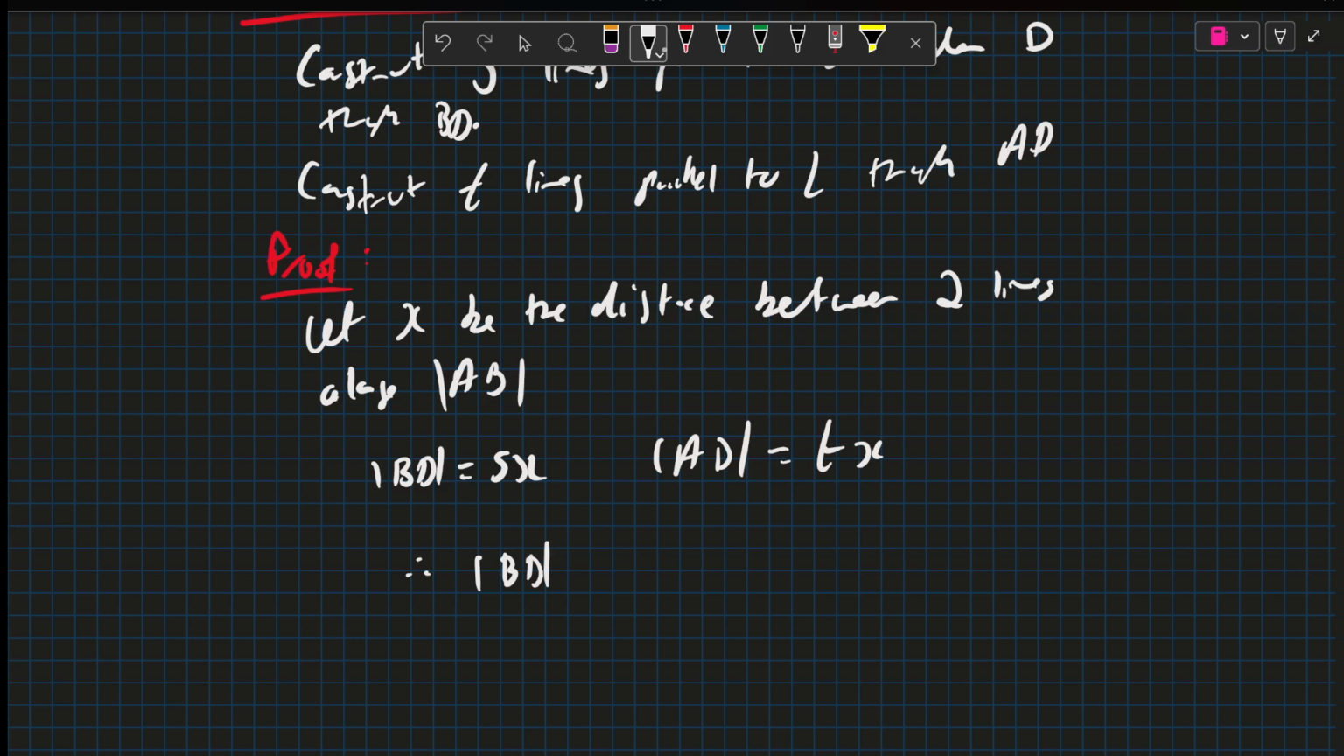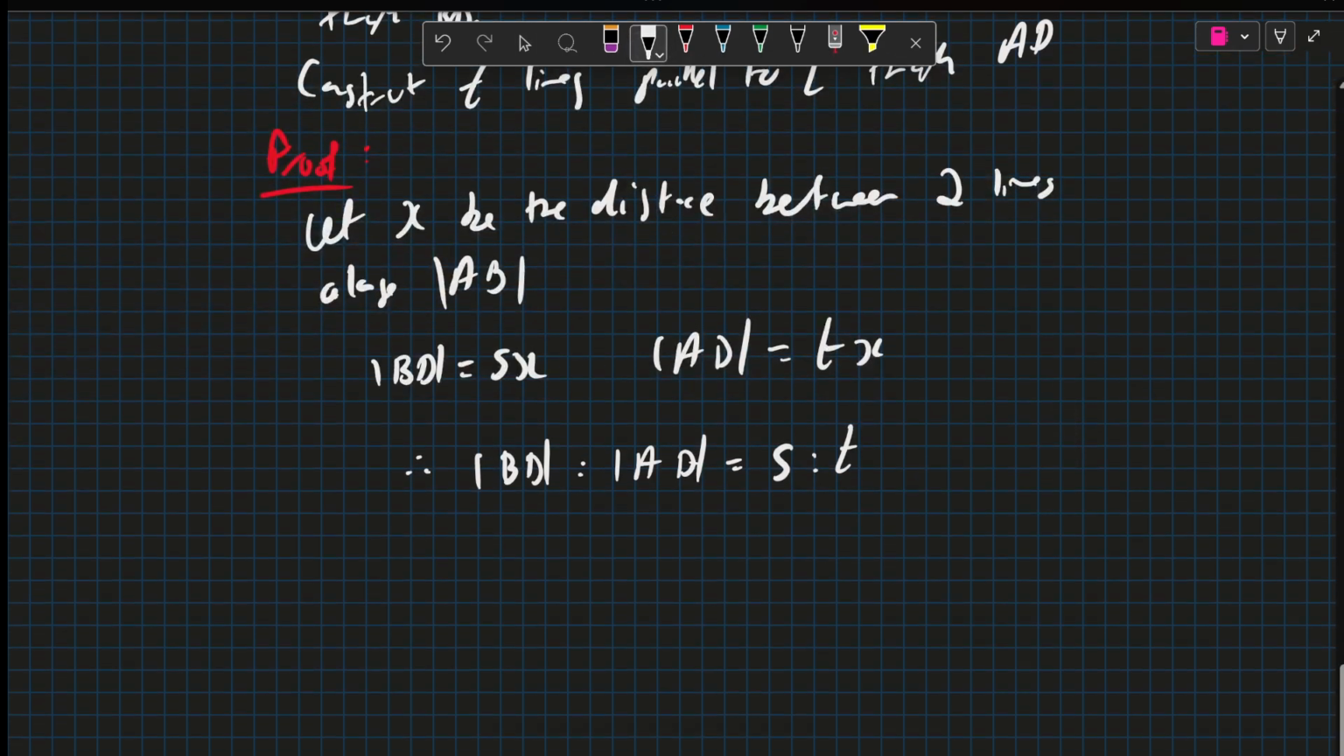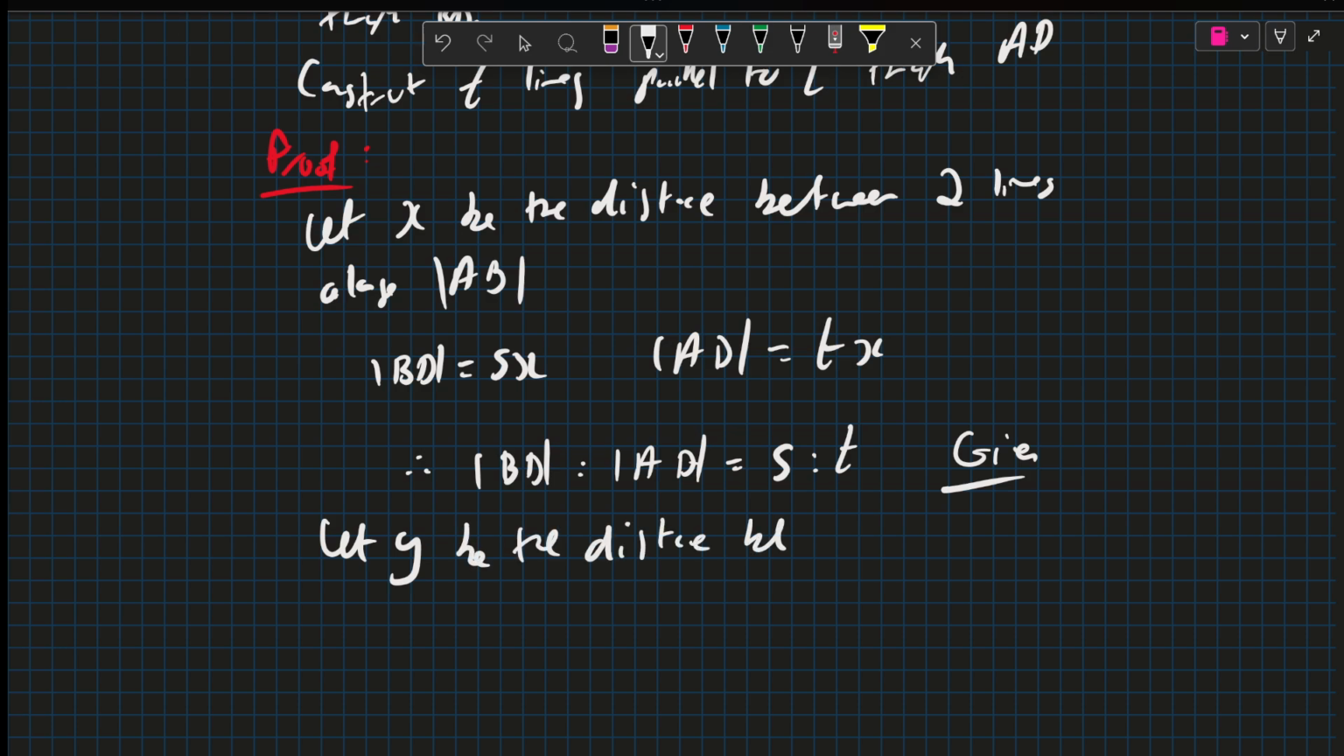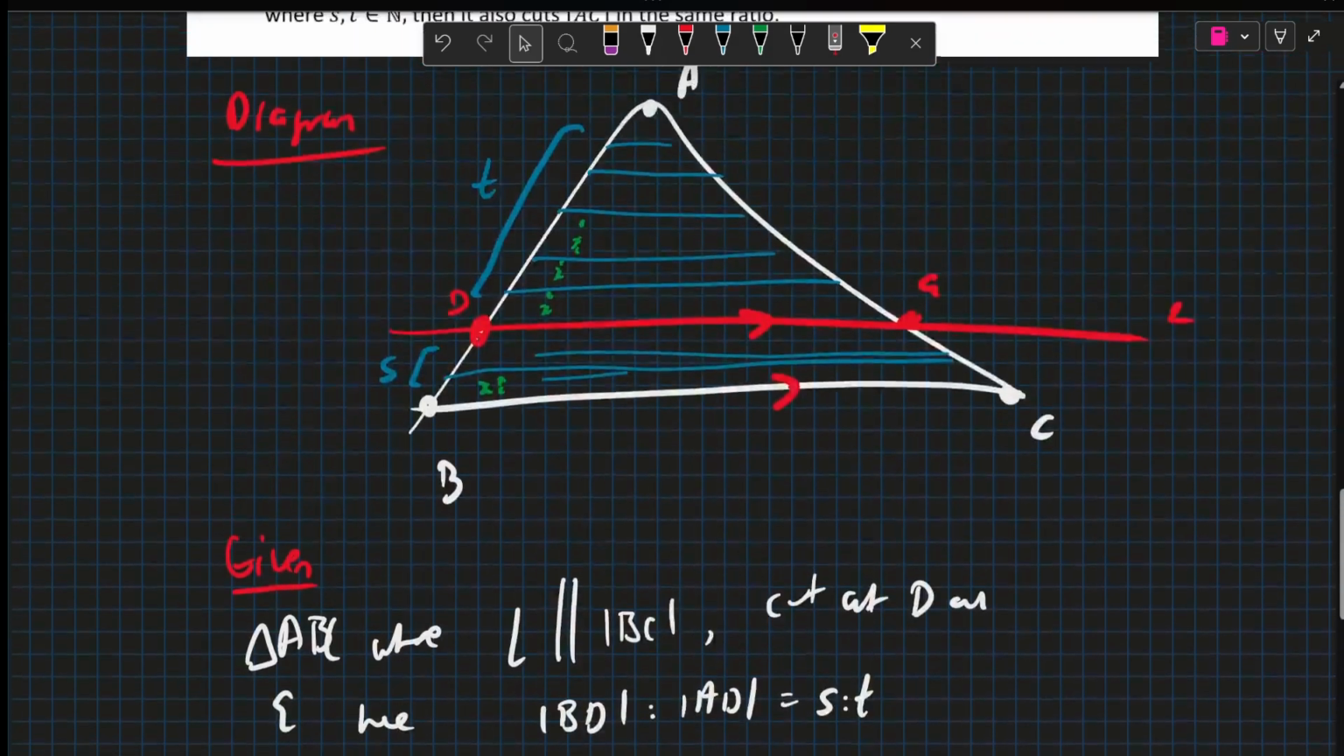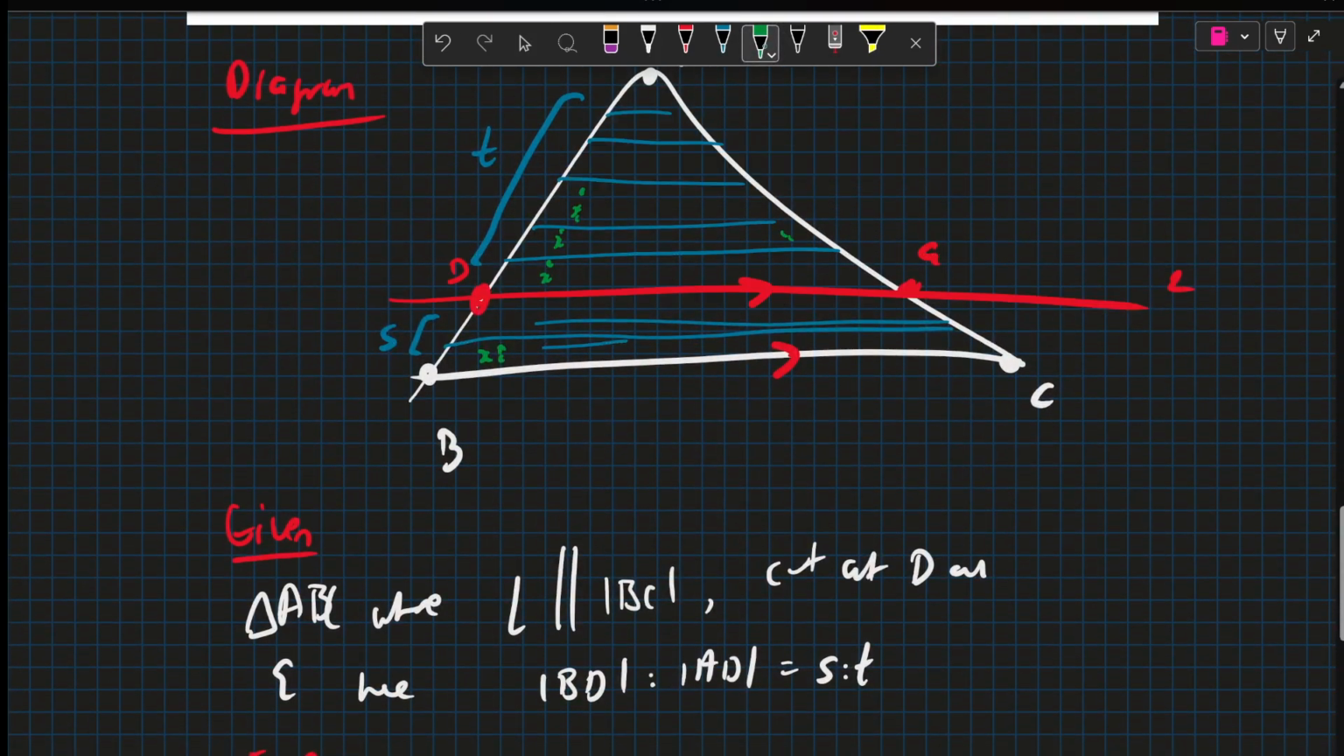Therefore, we can just say that BD to AD is S to T. The x can be factored out, or cancelled, but we'll just say that. That's already what we were given. Now what we can say is let y be the distance between two lines along AC. That means that this distance here, the distance between the lines, is y.